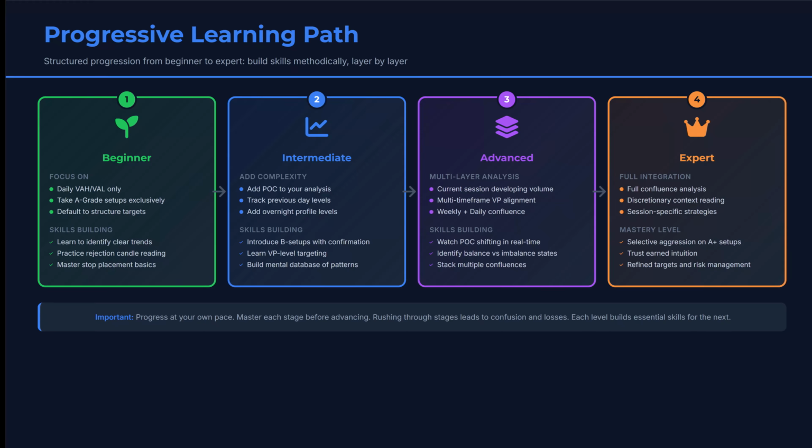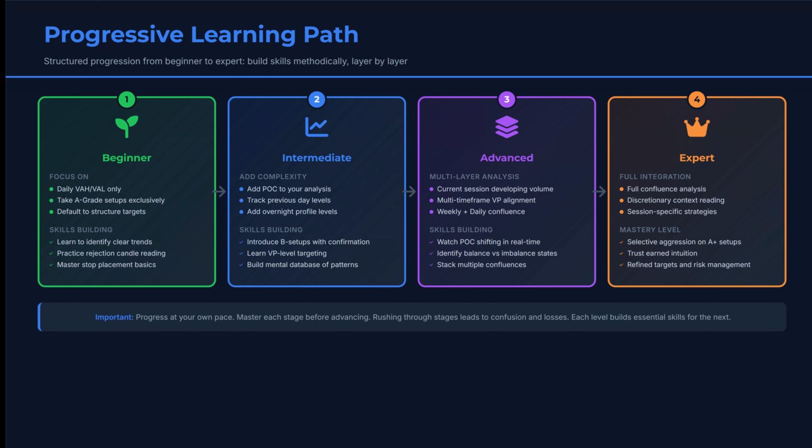Focus on simplicity and consistency. Use daily VAH and VAL only. Ignore POC, ignore weekly levels, ignore overnight levels. Just trade the 2 most obvious levels from yesterday's session. Take A-grade setups exclusively. Don't touch B setups.